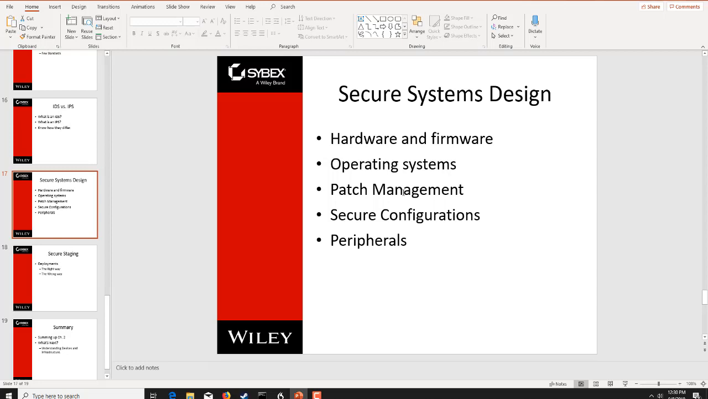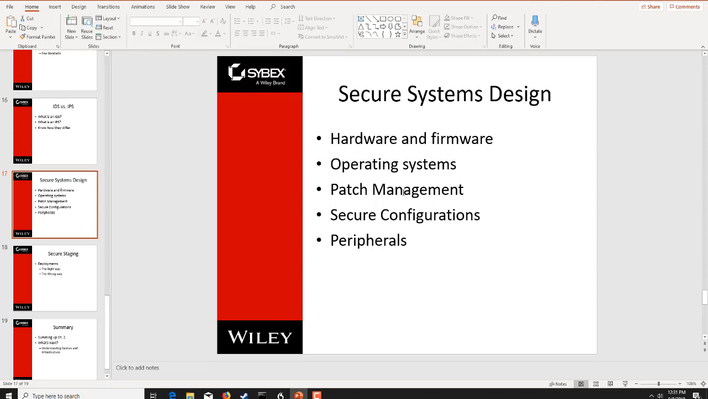Patch management. This is pretty simple. Do we have it? Do we not have it? That's the first question. Second question is, how do we control patch management? And patch management, most of the time, is controlled via change control.